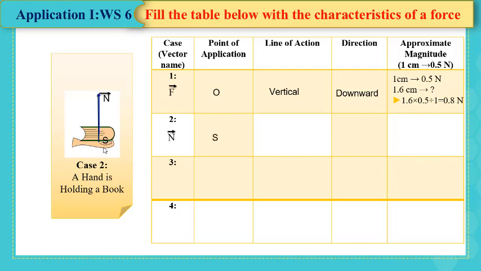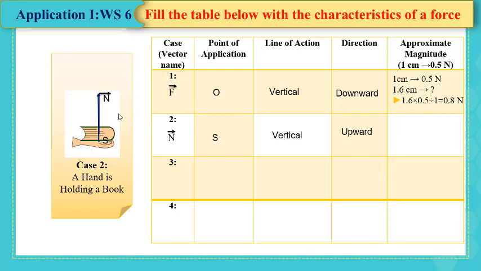What is the line of action? Is it vertical? Is it a horizontal line? Is it an oblique one? What do you think? It is a vertical line. Very good. What about the direction? Is it upward, downward, to the right, to the left? What do you think? It is upward. The hand is holding a book, so it's upward.